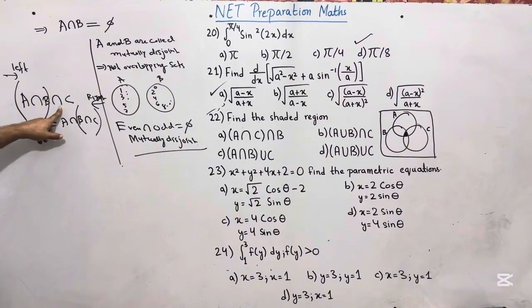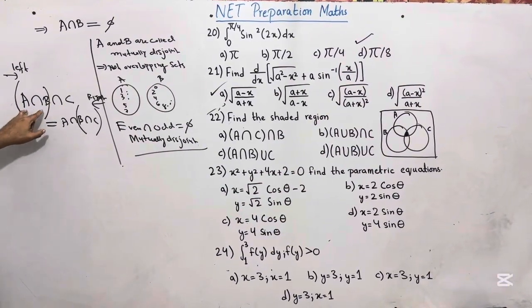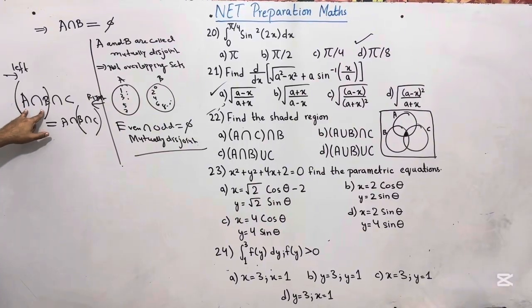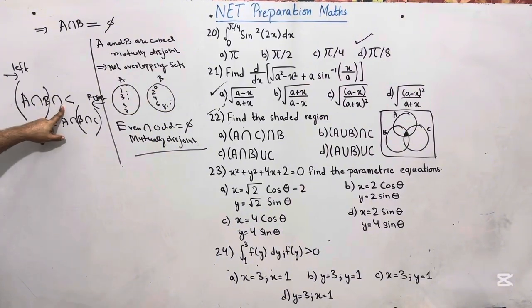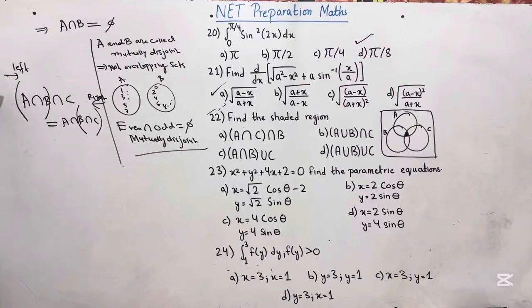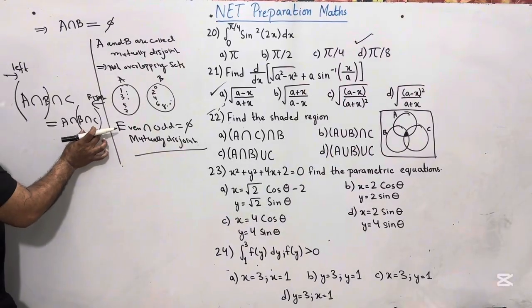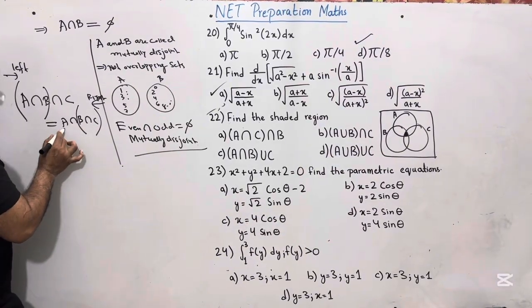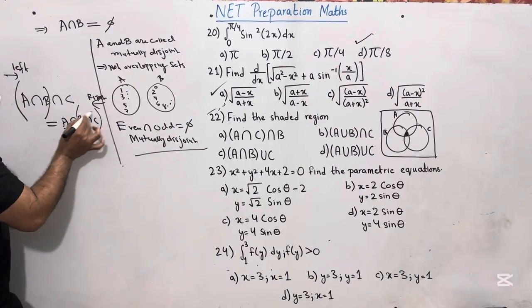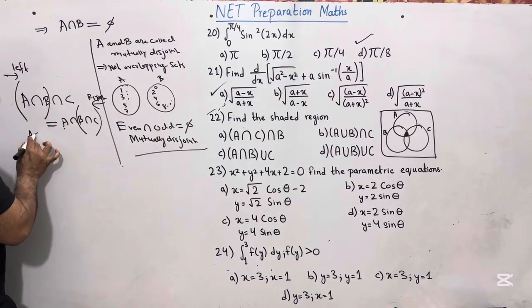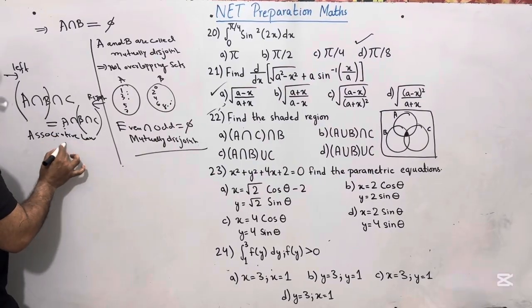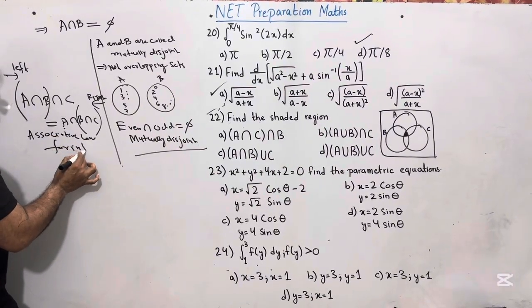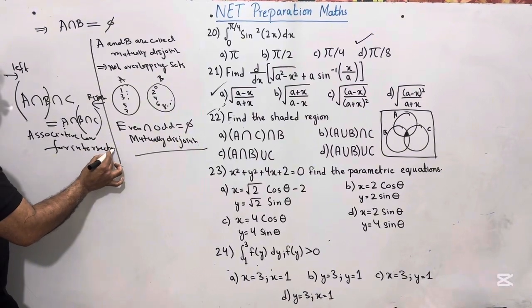Whatever the result is, find its intersection with C. Start from the bracket; first simplify the bracket. First find A intersection B, starting from the extreme left, then intersect the result with C. And in this one, first find B intersection C, then with A, starting from the very right. This is known as the associative law for intersection.